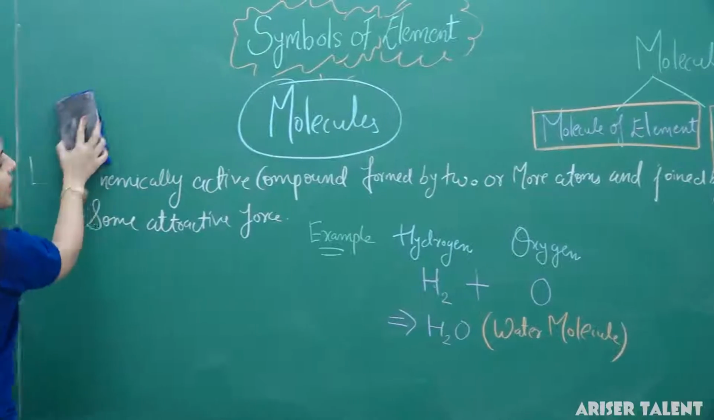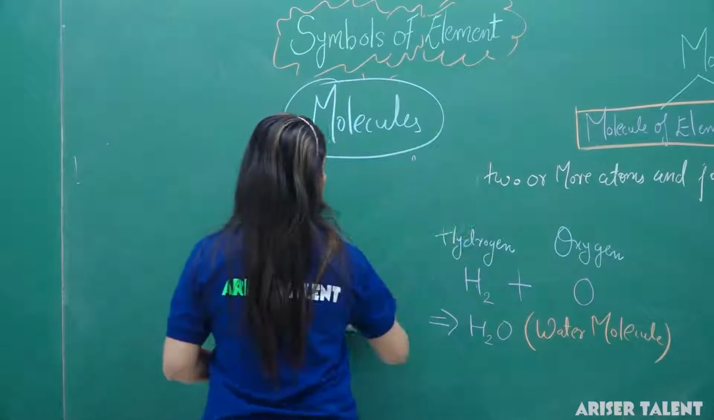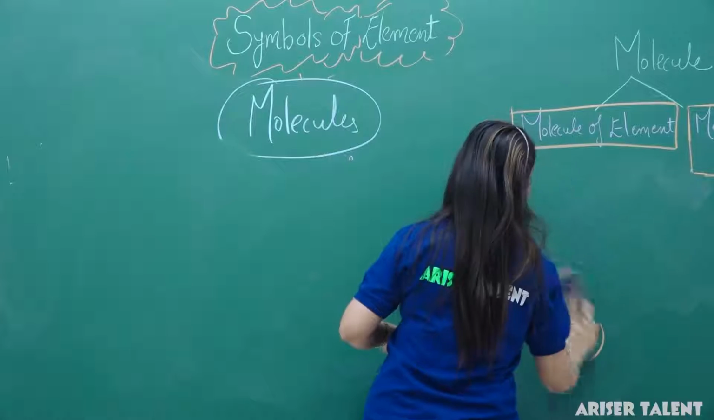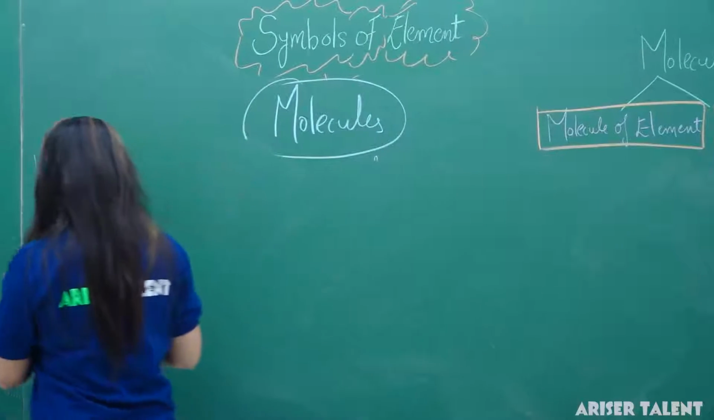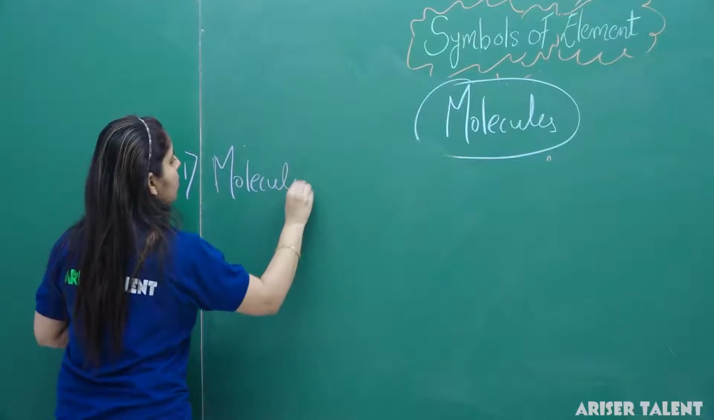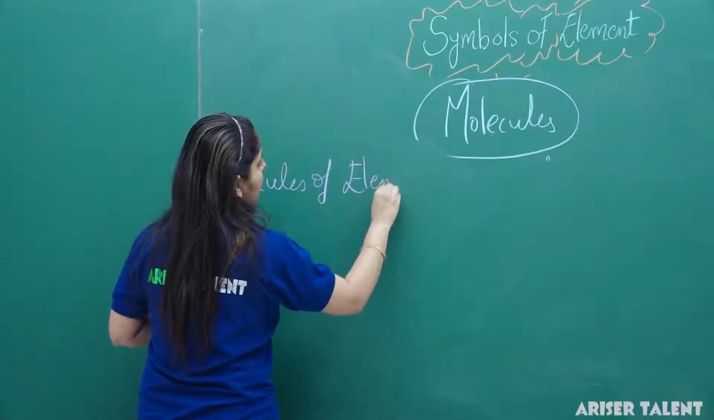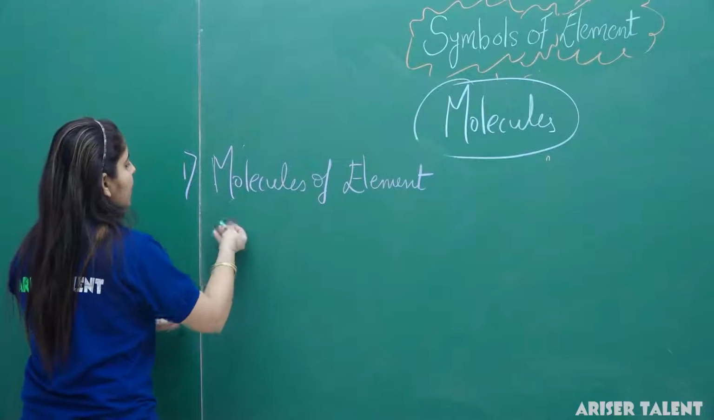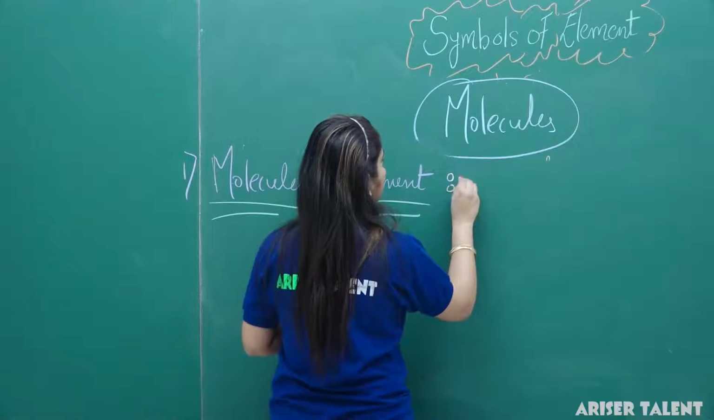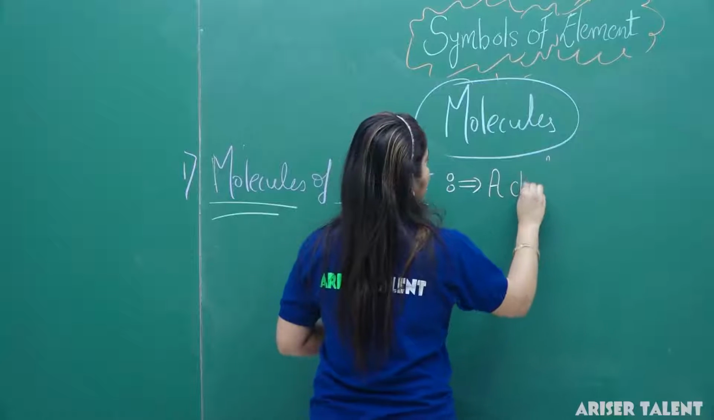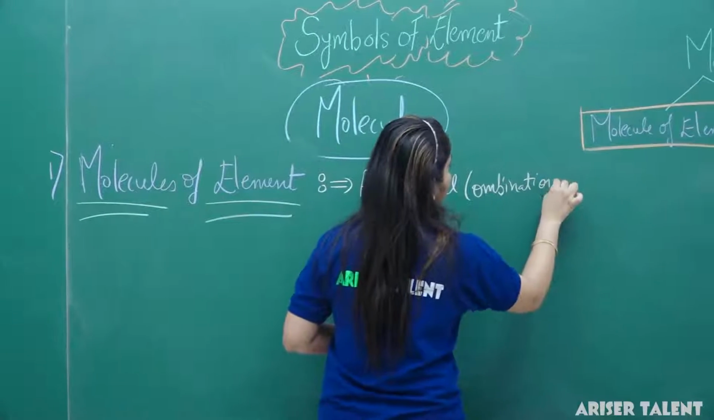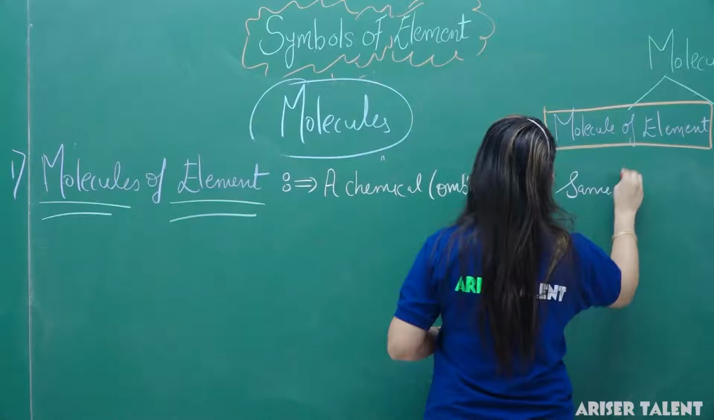So the first category we have is the molecule of an element. The molecule of an element is defined as a chemical combination of the same type of atoms.